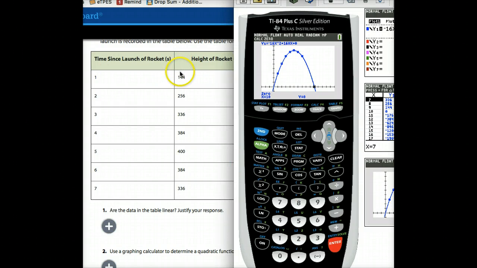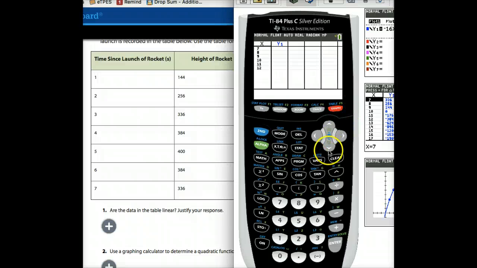Next it asks, how high is it after 8 seconds? 8 is an x value or a t value, so you can get this one of 2 ways. The first way is by going second trace choice 1. We did this earlier in the year, and just pressing in x equals 8, pressing enter. 256 is the answer, so I can be done that way, 256 feet. The other way to do it would be to look in the table, so second graph, and find the y value when x is 8.